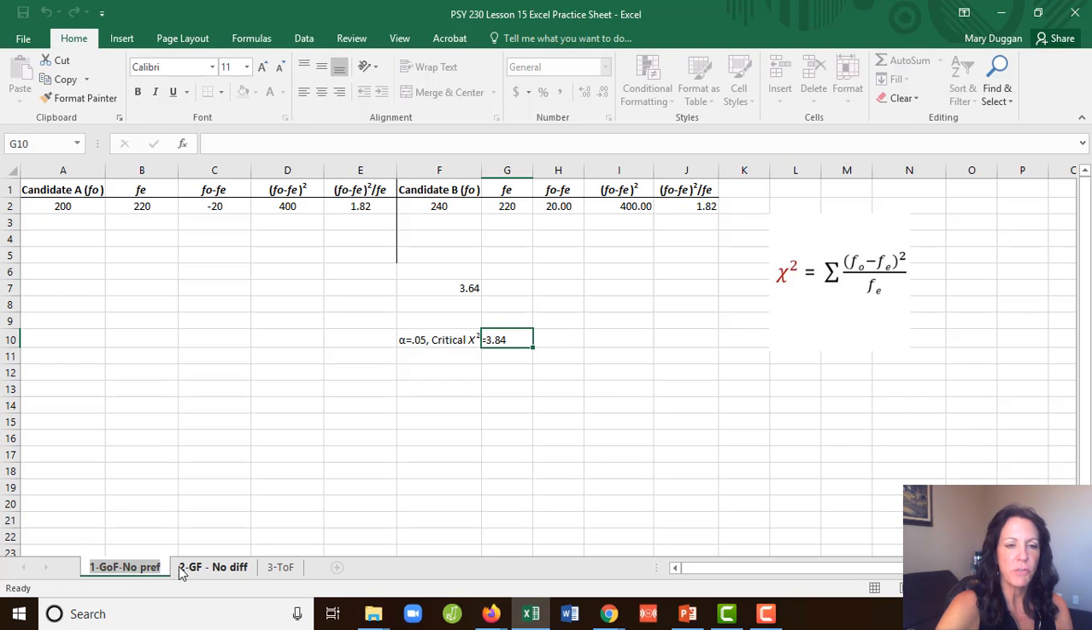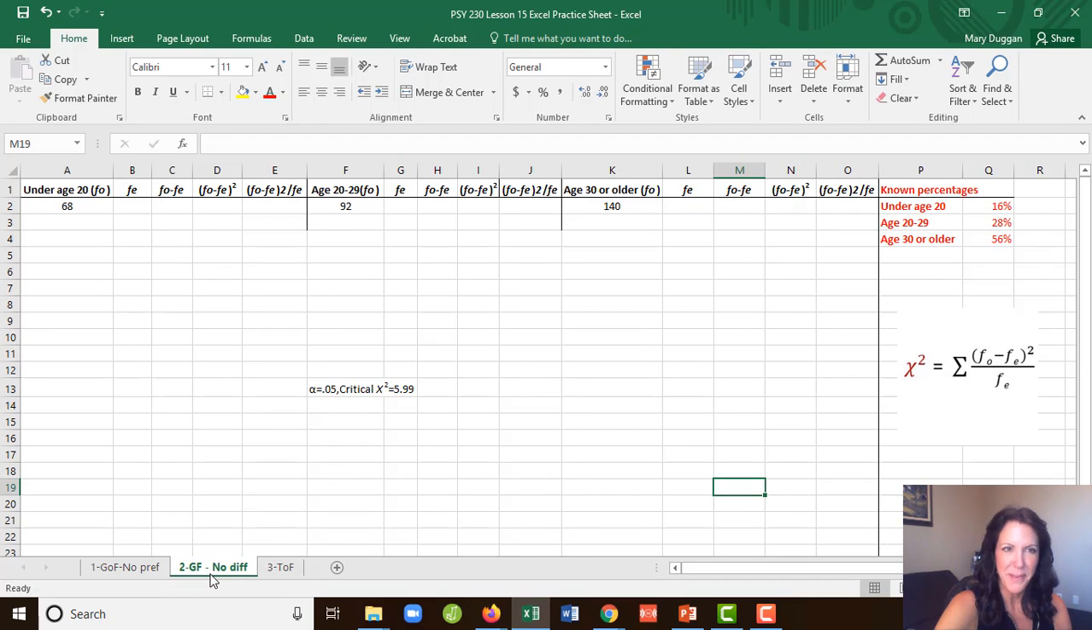To get to the data for the no difference hypothesis, just click on the bottom middle tab. And here we have some data about the number of accidents people had in a sample. And I want to compare the number of accidents that people had in different age groups to the percent of drivers according to the Department of Motor Vehicles. So according to the Department of Motor Vehicles, 16% of the drivers are under age 20, 28% are between 20 and 29, and 56% are age 30 or older. So I want to see if the number of accidents in each of these age categories is proportionate to the number of drivers in each age category.